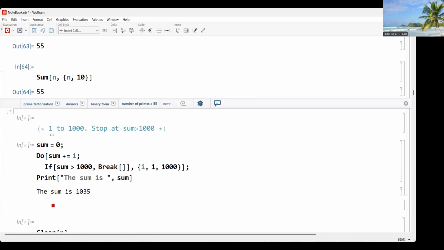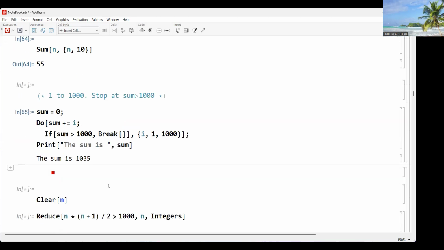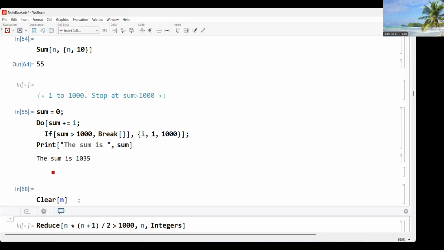So for example here, we are going to find another example. We have 1 to 1,000. Stop at sum 1,000. So if the sum is 1,000, we have to stop there. So the answer here is sum, and the sum is 1,035.